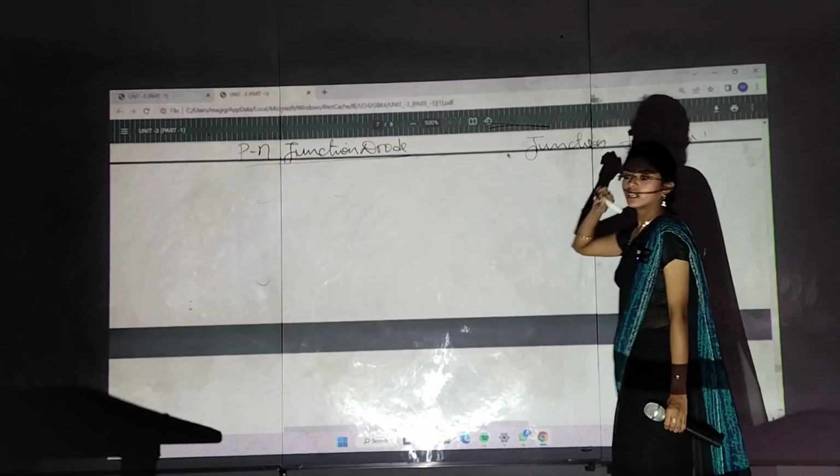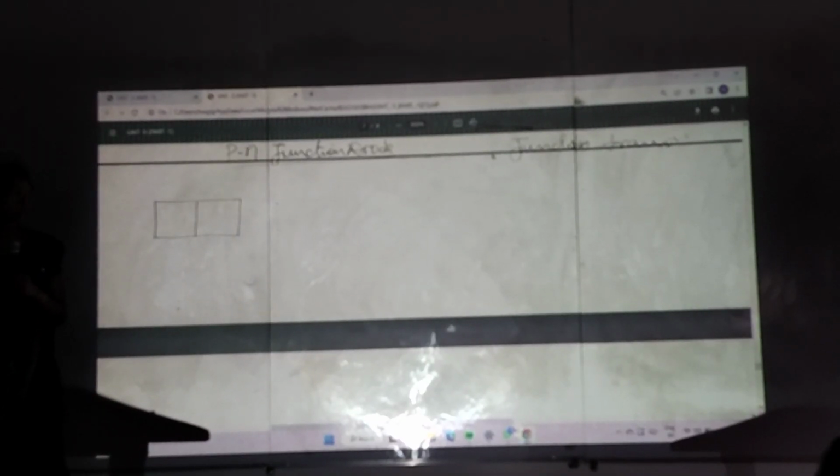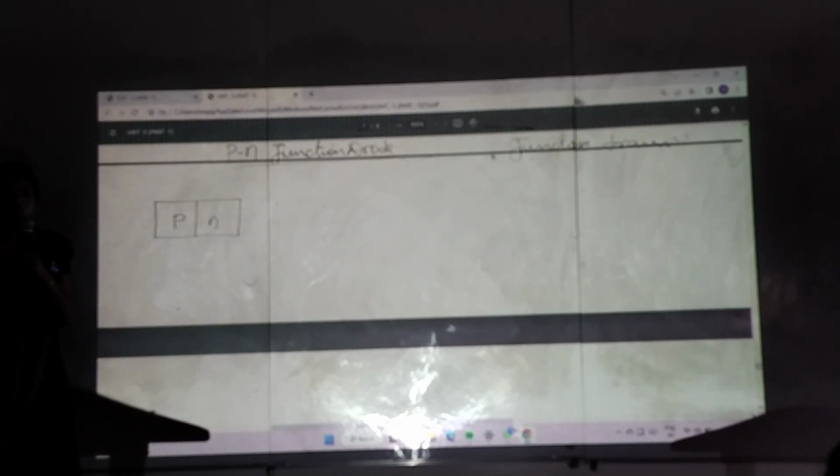Transistors, okay. PN junction diode and junction transistors. So the first, I'll take two types of semiconductor, that is P-type semiconductor and N-type semiconductor.